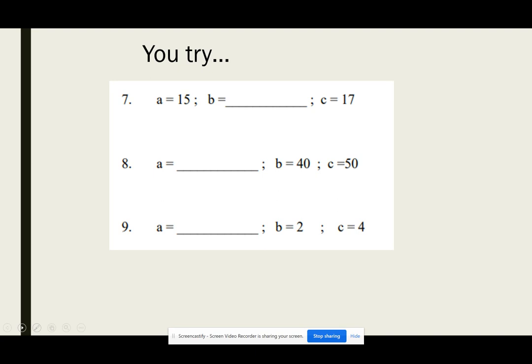All right, I would like you guys to pause the video at this point and try 7 through 9. I'm not going to go over these ones on the video, but if you have questions about them, you can email me. But pause the video, and in just a couple minutes, I will post the answers. You can double check to see if you are correct.